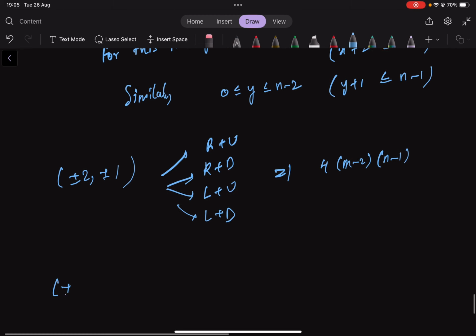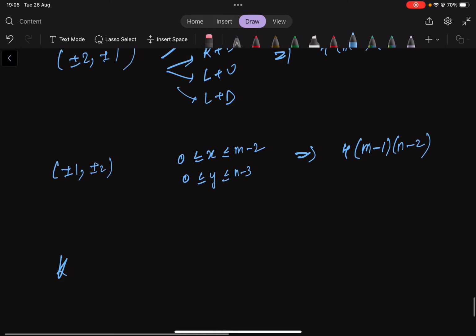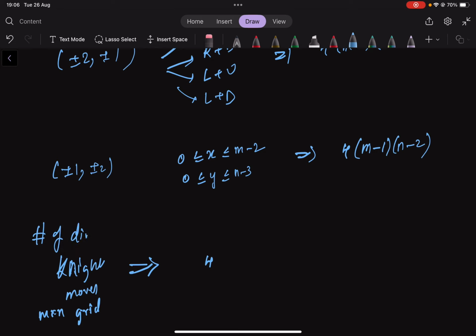In a similar way, for plus or minus 1 comma plus or minus 2 moves, you will have 0 less than or equal to x less than or equal to m minus 2, and 0 less than or equal to y less than or equal to n minus 3. That gives us 4 times m minus 1 into n minus 2 moves. So in an m cross n grid, the number of directed knight moves will be 4 times m minus 1 into n minus 2 plus 4 times m minus 2 into n minus 1.